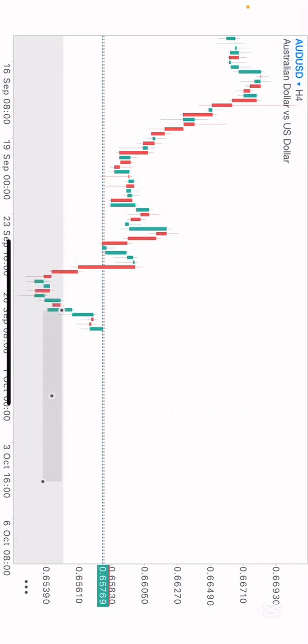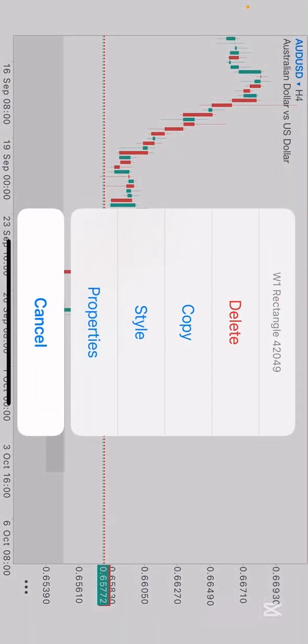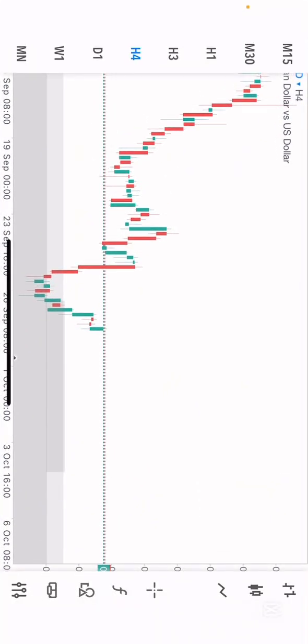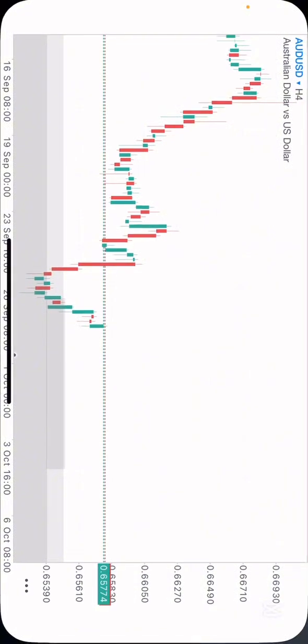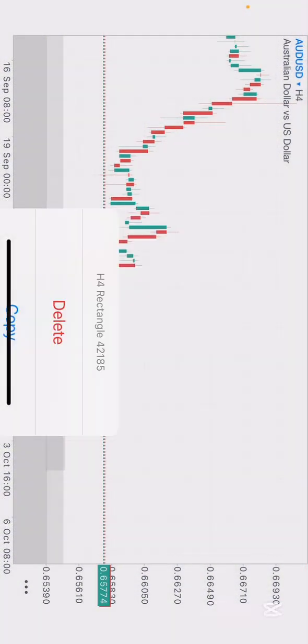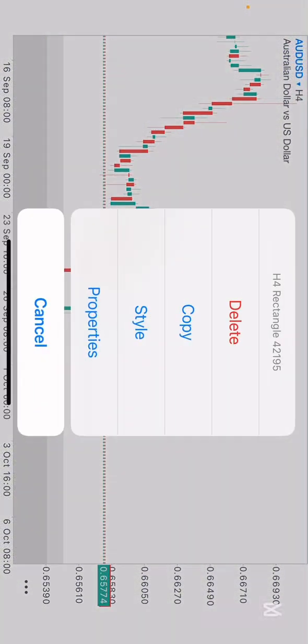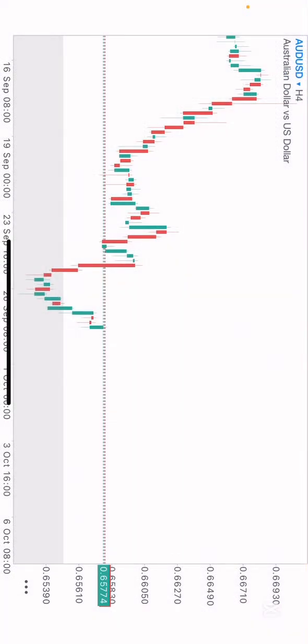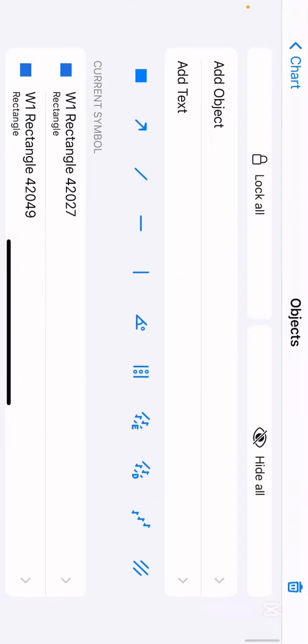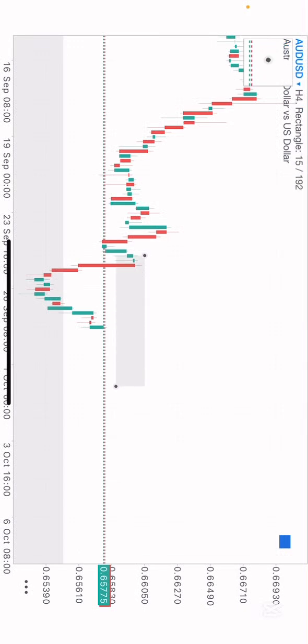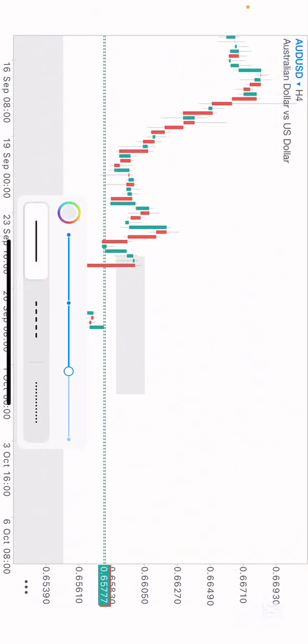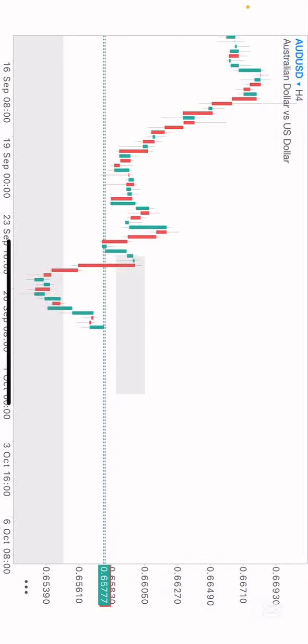This level of demand here. And price is currently at a level of supply. Let's delete this one. Sorry. So price is currently at this level of supply, or approaching that level of supply, and so we might see price reject or take out that supply.